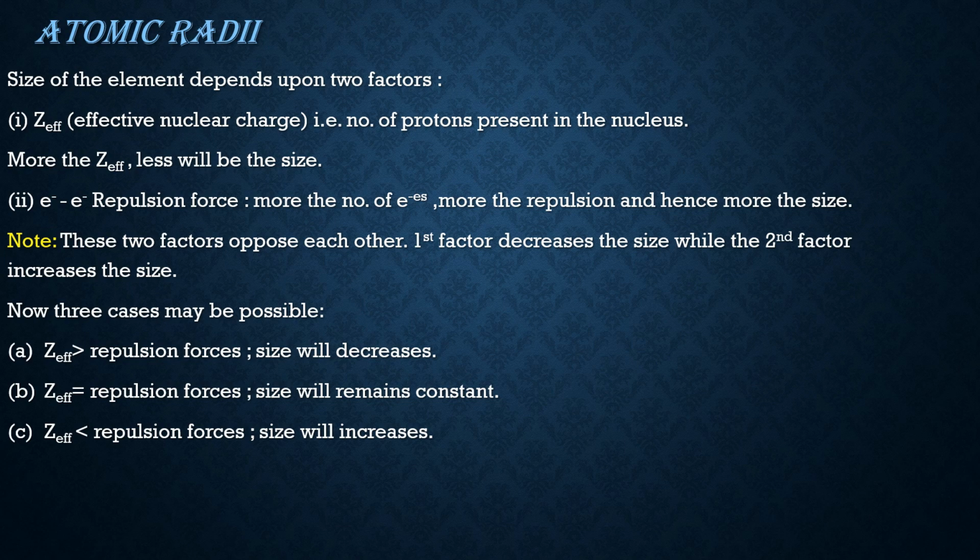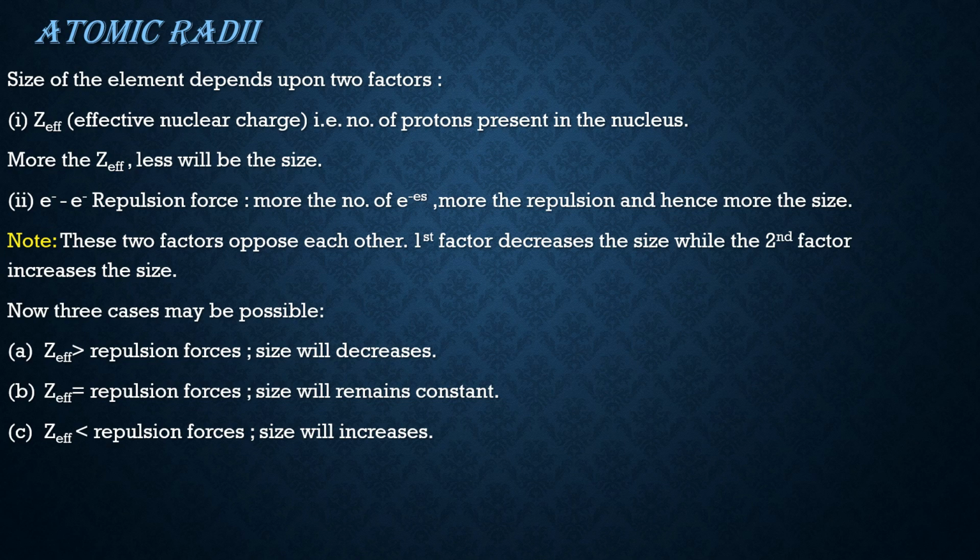So now the next trend is atomic radii. Now size of the element depends upon two factors. First is effective nuclear charge, that is Z effective. Now what is Z effective? It is the number of protons present in the nucleus. Now you see when we move left to right, the number of protons increases continuously and the electrons are filled in the same shell. So the electrons experience more nuclear attraction, that is Z effective is more and the size will decrease. So more the effective nuclear charge, less will be the size.